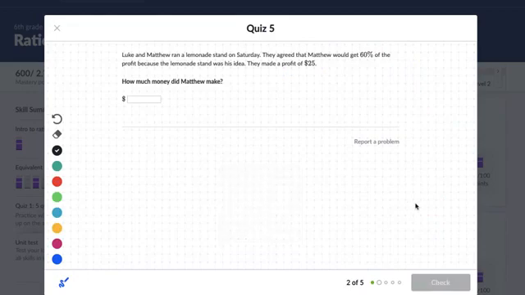Okay, here's another question. Luke and Matthew ran a lemonade stand on Saturday. They agreed that Matthew would get 60% of the profit because the lemonade stand was his idea. They made a profit of $25. How much money did Matthew make? Go ahead and pause the video and see if you can solve it yourself.